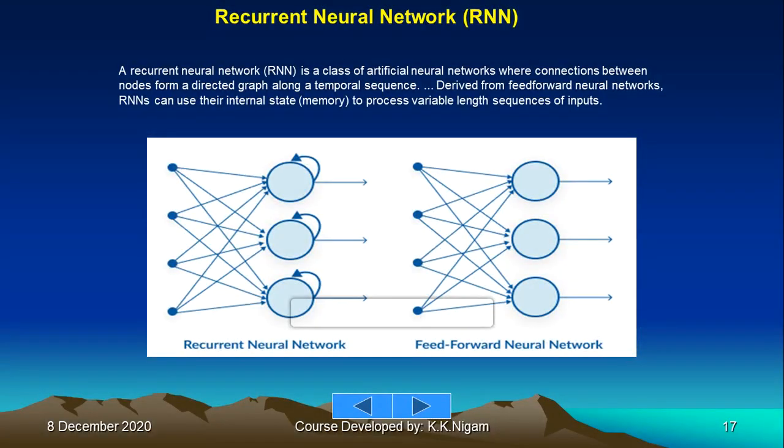A recurrent neural network is a class of artificial neural network where connections between the nodes form a directed graph along a temporal sequence, derived from the feed-forward neural network. RNNs can use their internal state of memory to process variable length sequences of inputs.